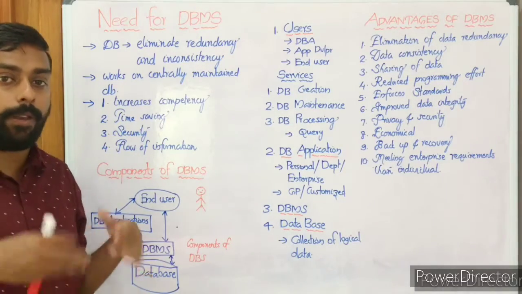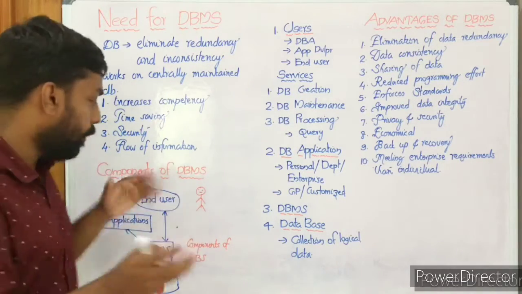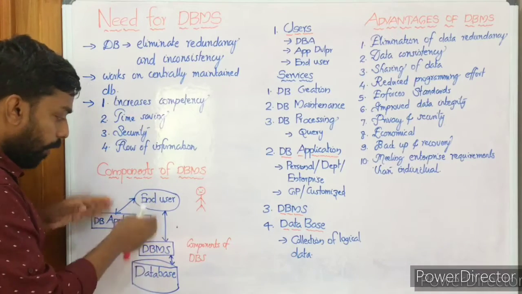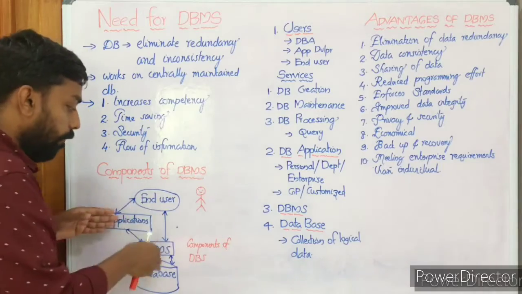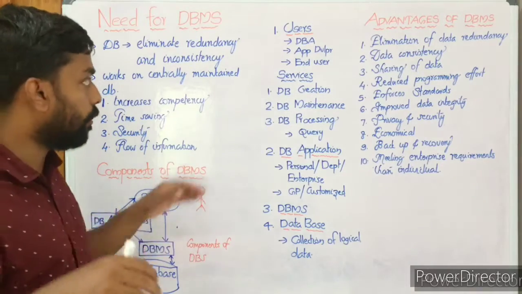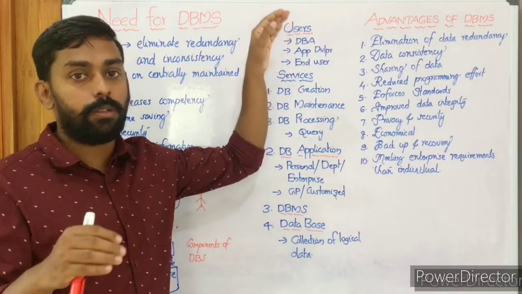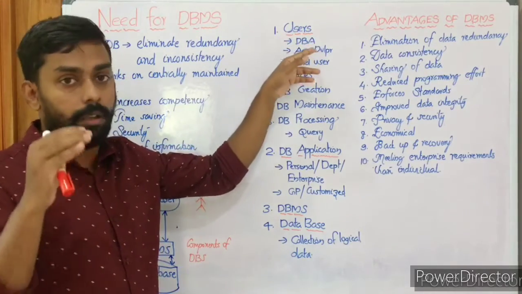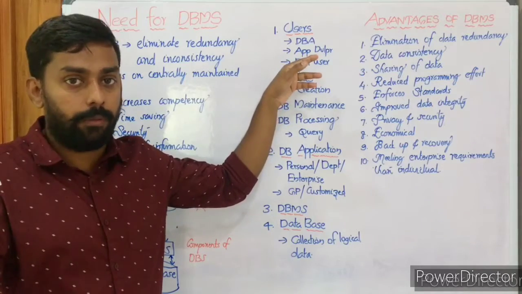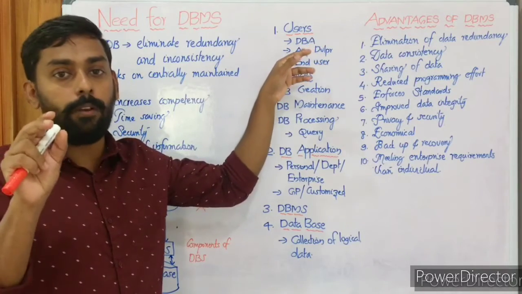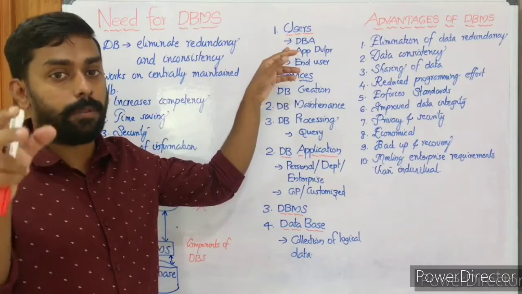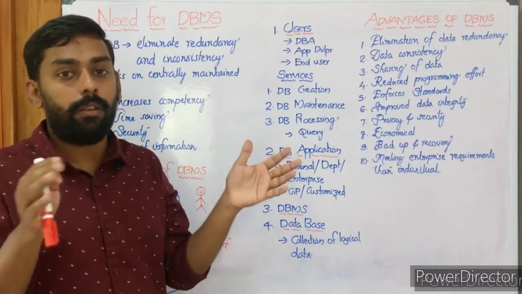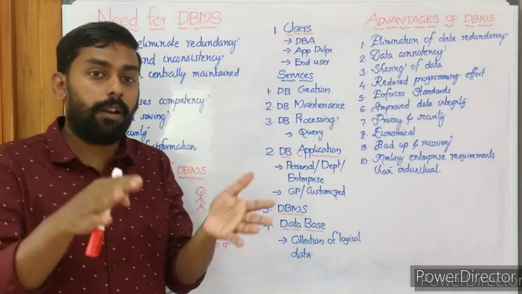Then the components of a database management system, or database system: end user, database applications, database management system, and database, and all of these are bidirectional. We have data flowing to and fro. Then users, of which we have three types: the database administrator, highly qualified and experienced, who is responsible for all kinds of activities; the application developer, who develops software or application programs for the database; and finally the end user, who uses the system without worrying about the underlying working.